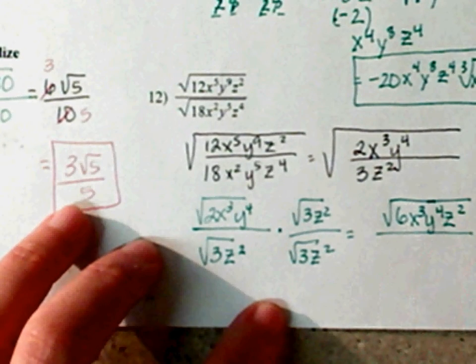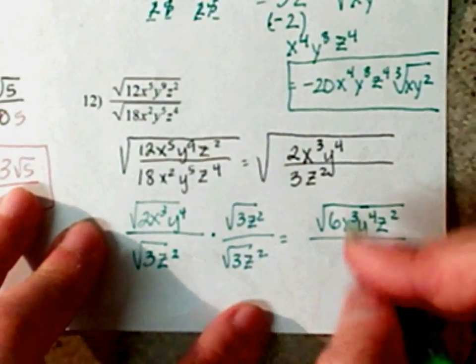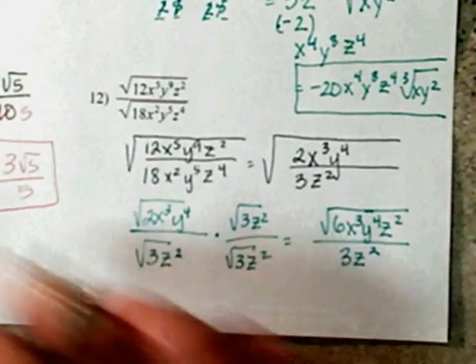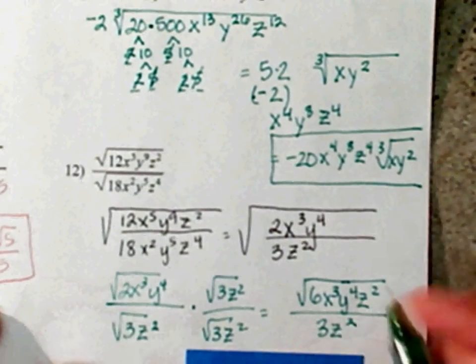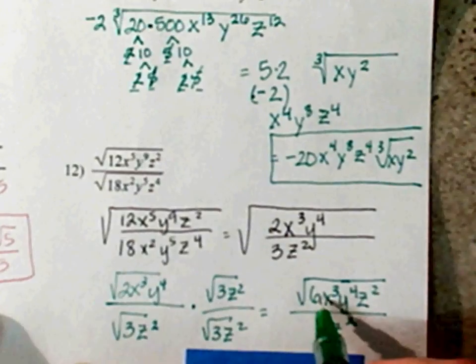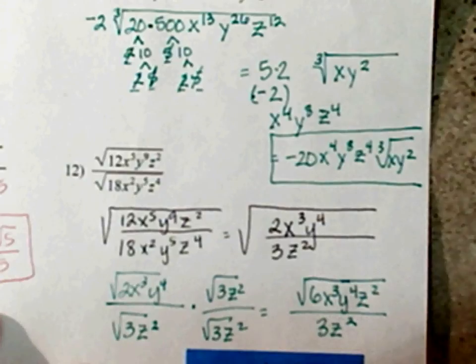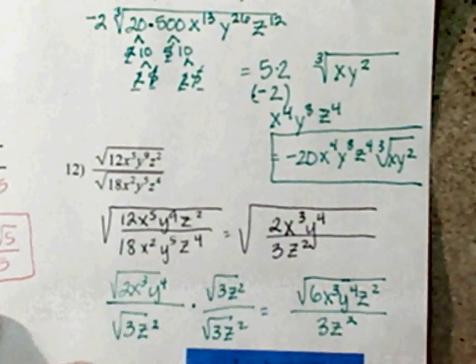A number times itself, a radical times itself, the radical sign goes away. All right? Continue on. Okay. See if you can factor anything out. Can't factor out a 6, but look at my x. Take out an x. Square root. You got one left. Y squared. Z. All of that over 3z squared. Oops, my apologies.